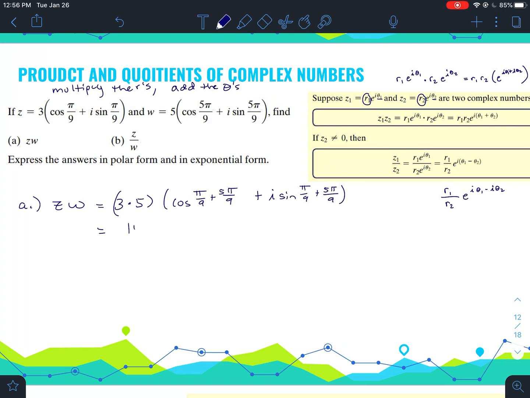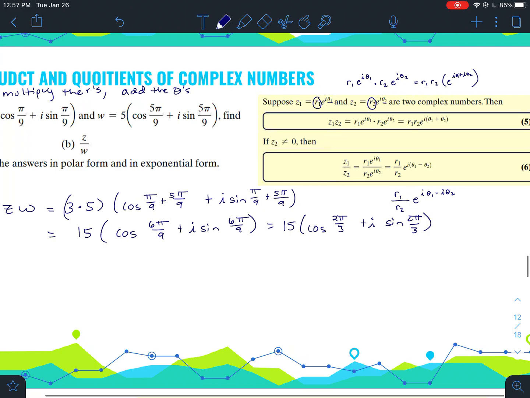So let's simplify this. So this would be 15 times the cosine of 6 pi over 9 plus i sine 6 pi over 9. And if I simplify that, that would be 15, and then it would be the cosine of 2 pi over 3 plus i sine 2 pi over 3.